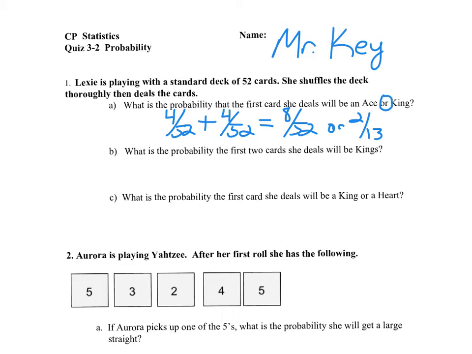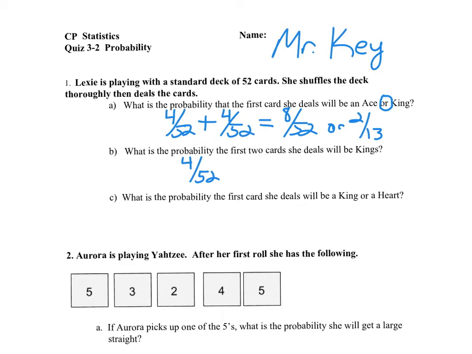What's the probability that the first 2 cards she deals will be kings? Okay, so this one's a little different than an or probability. Now I'm thinking it's got to be a king and then another king. So that's going to reduce the probability of just one king. So just one king is 4 out of 52. But now this other thing has to happen additionally. It's got to be another king.